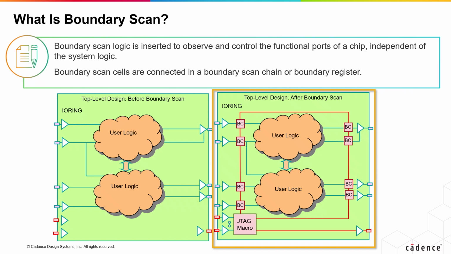They are then connected in a boundary register. The JTAG macro is used to observe each chip input's value and control the logic value of each chip output by shifting values in and out of the boundary register.